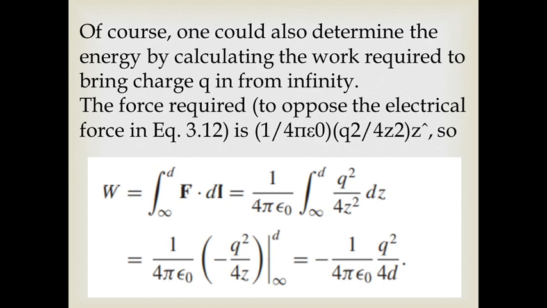Of course, one could also determine the energy by calculating the work required to bring a charge q in from infinity. So, if we bring a 1 coulomb positive charge from infinity to a distance d, the amount of work done is called the energy or potential. That way the definition was given. So, if you are bringing this plus q charge from infinity to a distance d on the z axis, you calculate the amount of work done, and that will be the energy stored with that charge.